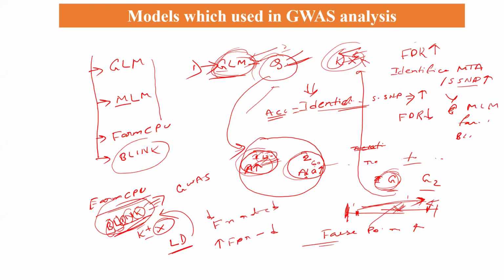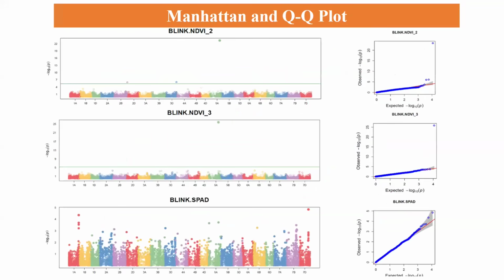Okay. Here the Bonferroni correction with BLINK: you can use the Bonferroni correction to increase the stringency for identification of MTAs. I will discuss the Bonferroni correction in the next slide. Okay. In previous years in the SRF exam, one question came: which component do the x-axis and y-axis denote?